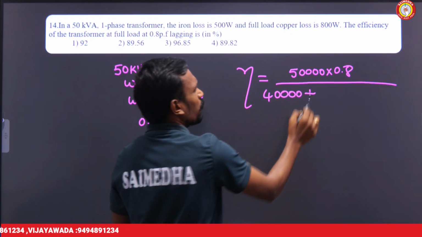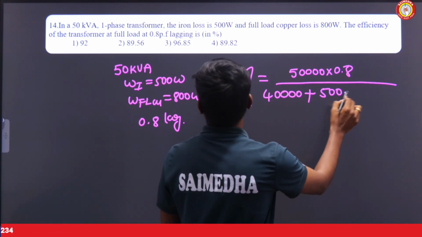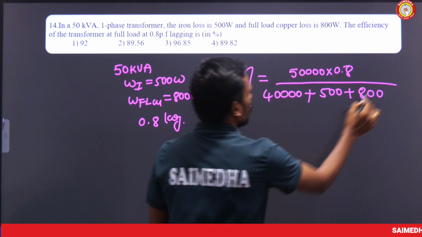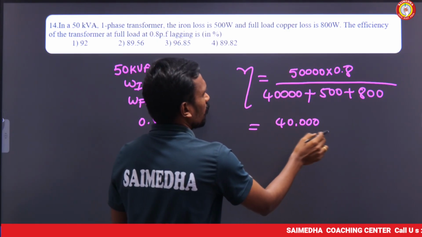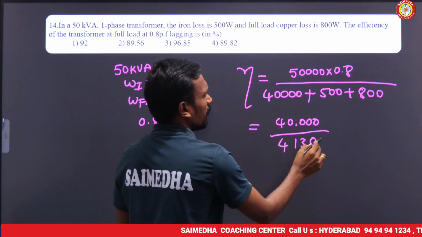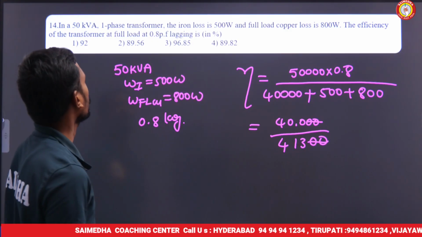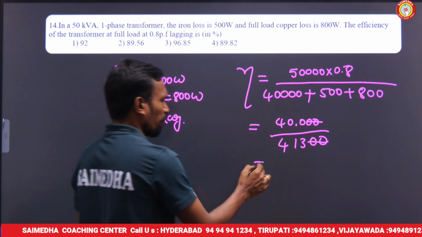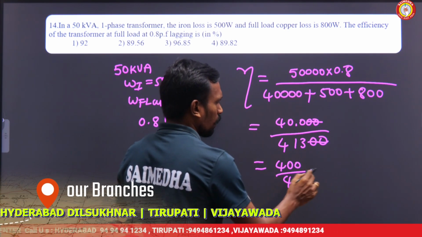So kVA into power factor plus iron losses plus copper losses. So 40,000 by 41,300. 400 by 413. Let's calculate 400 by 413. What is the value?